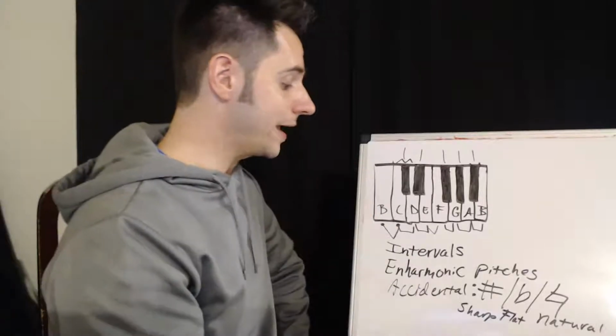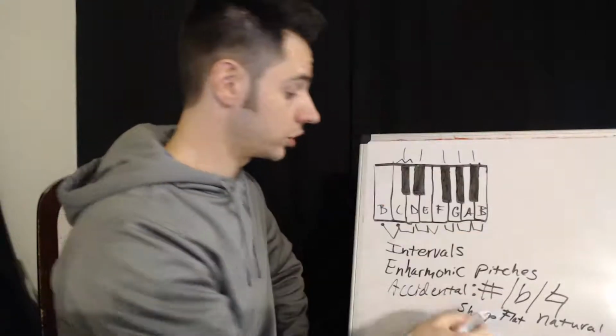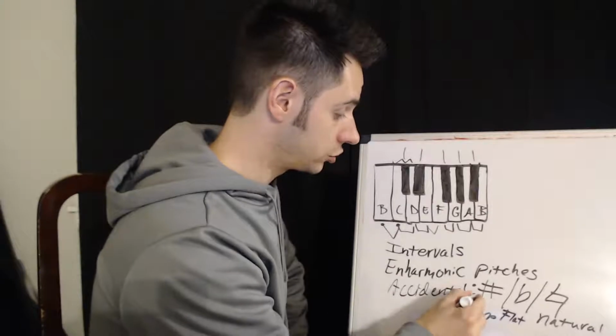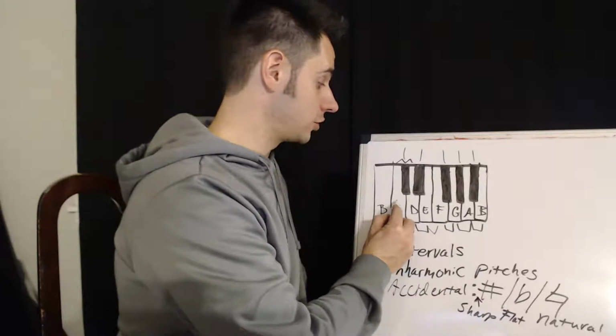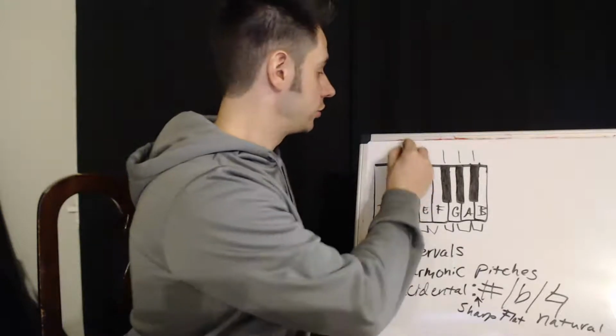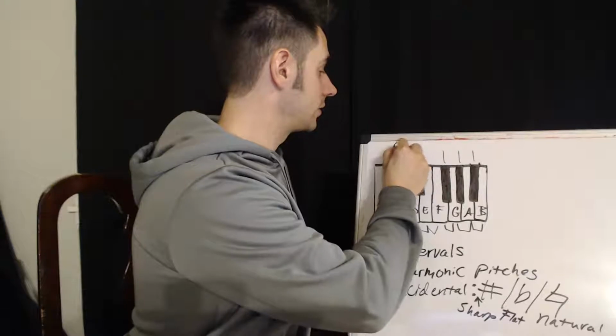Let's say I want to raise a pitch a half step. We're going to use this sharp symbol. Okay, so let's apply that to our C natural. I want to raise it a half step, so I'm going to C sharp it.